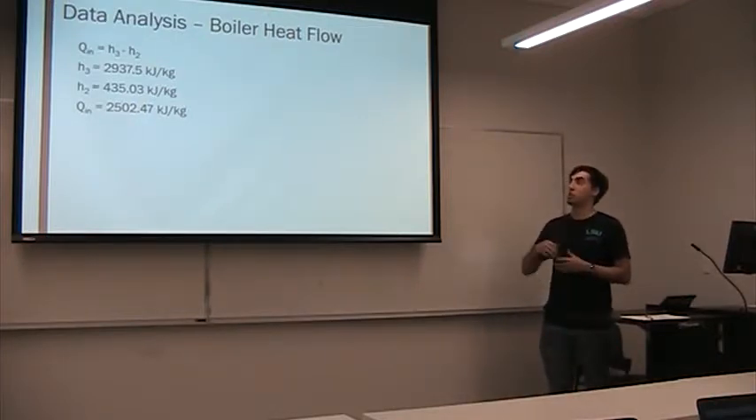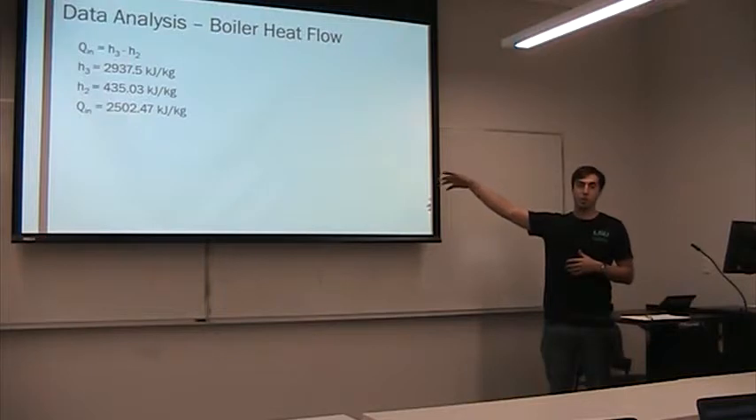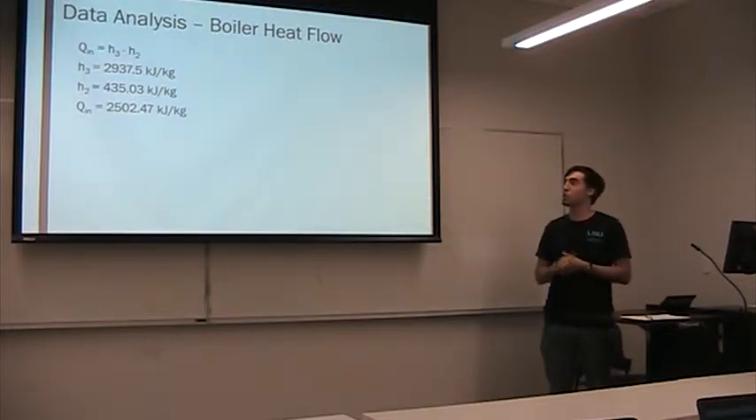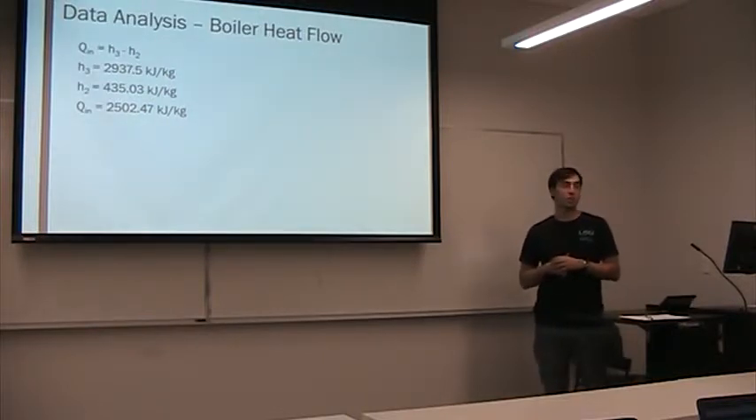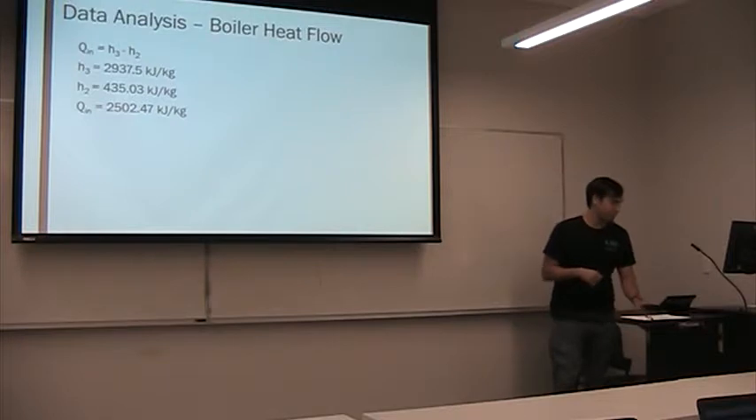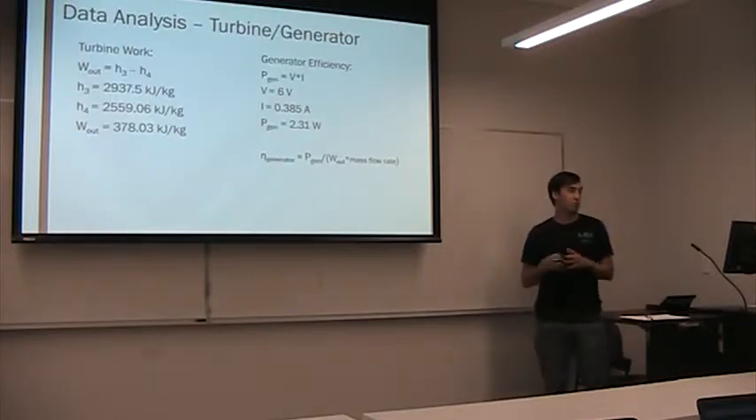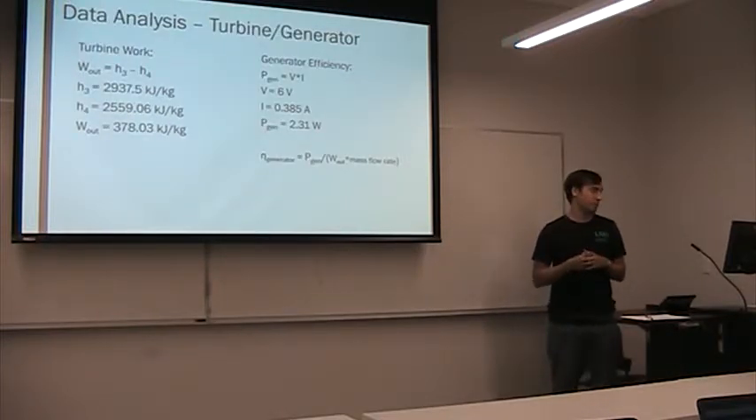Talking about that, the first thing I had to do was analyze what the boiler heat flow was. So you just found the enthalpy after the steam left the boiler and before it came in. This was just used from the steam tables, and I found that Q_in was 2,502 kilojoules per kilogram. Next thing I analyzed was the turbine work and then the generator efficiency.